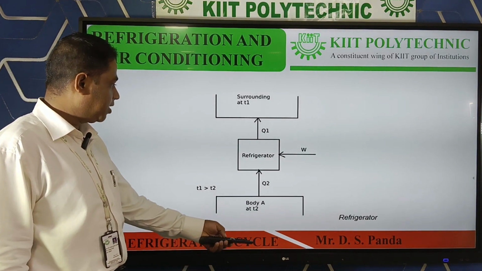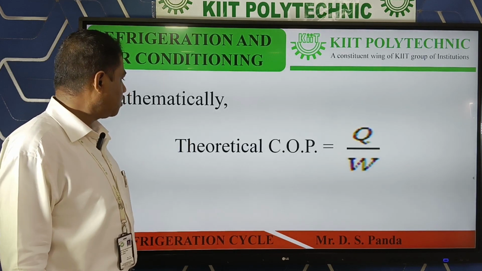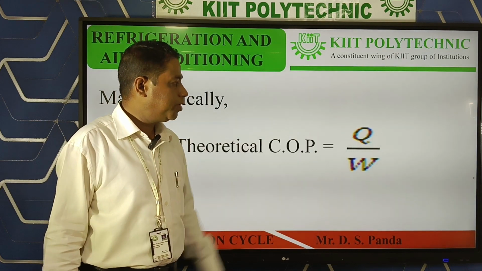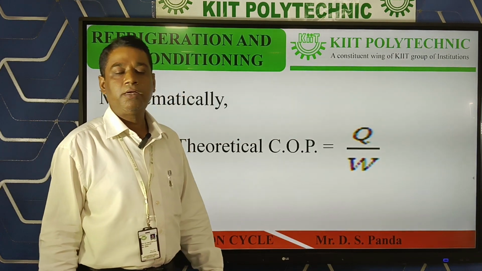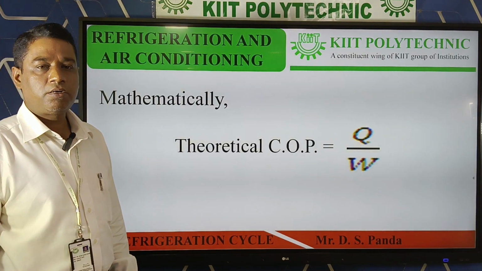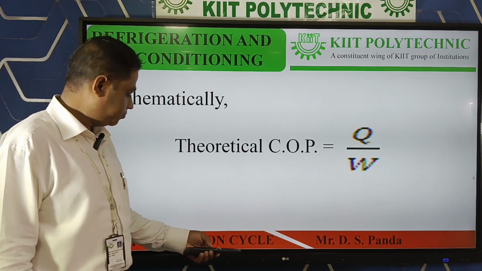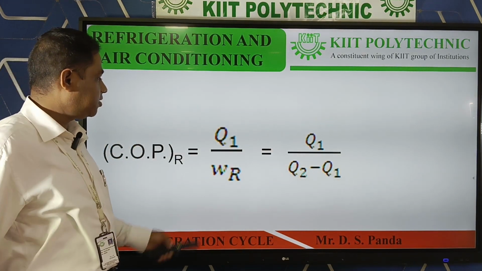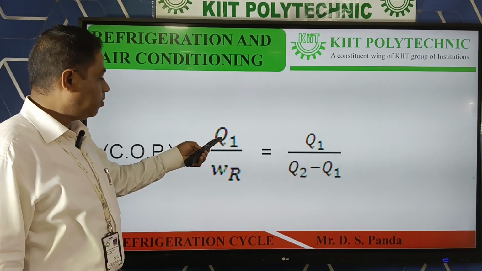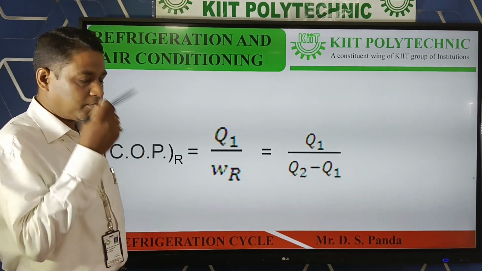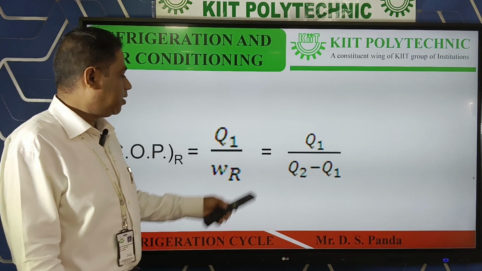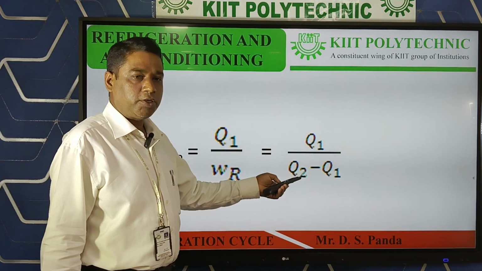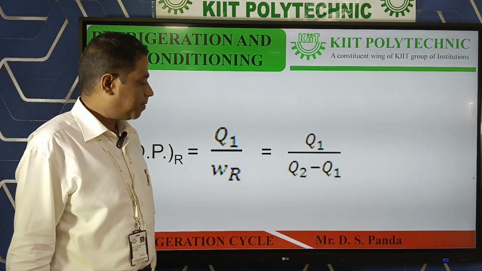And the COP of the refrigerator, the theoretical COP of the refrigerator, is the refrigerating effect divided by work done. The refrigerating effect is Q1, divided by the work done of the refrigerator WR, and the work done is the difference Q2 minus Q1.